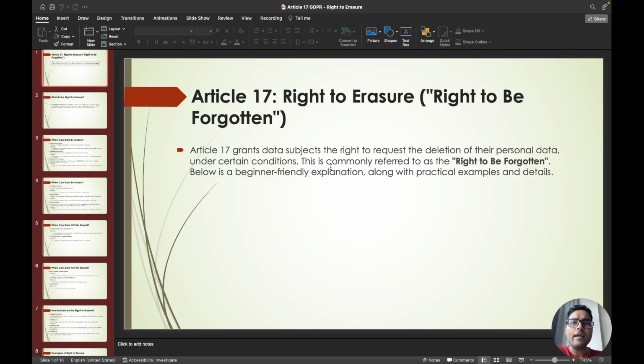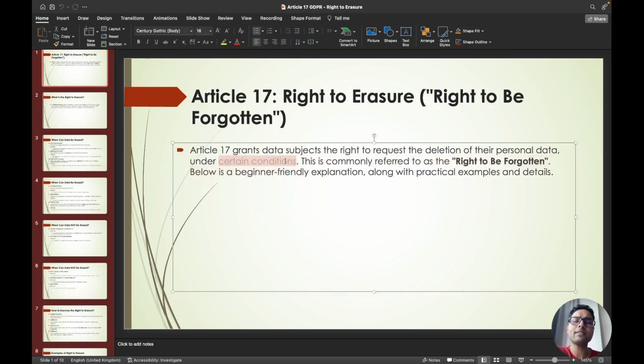But the thing is, it is something which is under certain conditions. That means if certain conditions are met, only then can this right be enforced. It is not something where, for example, the data subject has a criminal background and the record is held by the data controller, and in order to clear the criminal record, the data subject can go and ask the controller to delete the data to exercise their right. So under certain conditions means if certain conditions are met, then the data subject can request erasure of the data. So we are going to understand what the conditions are.